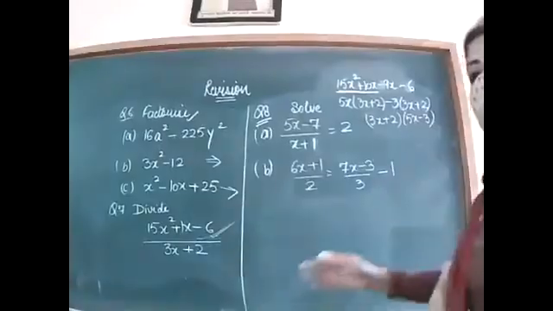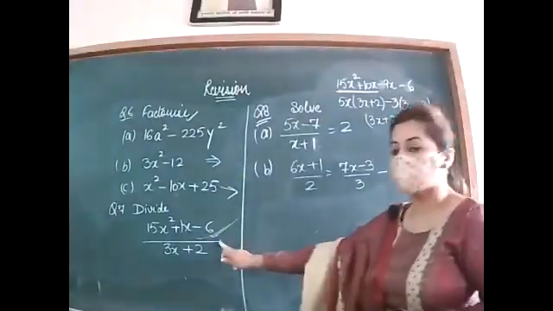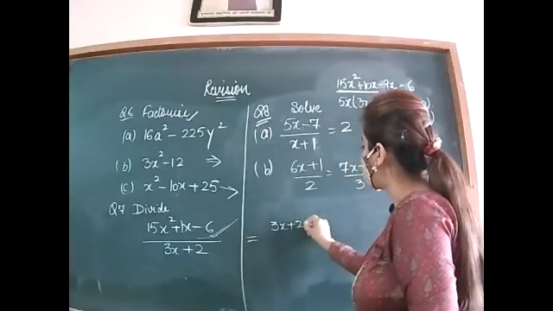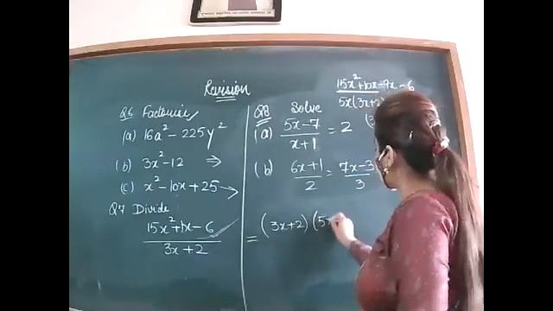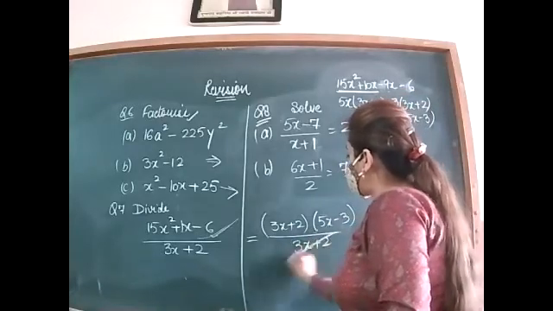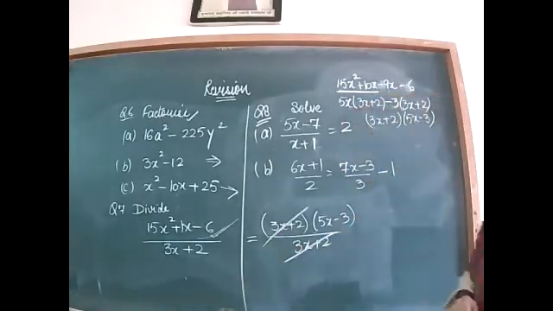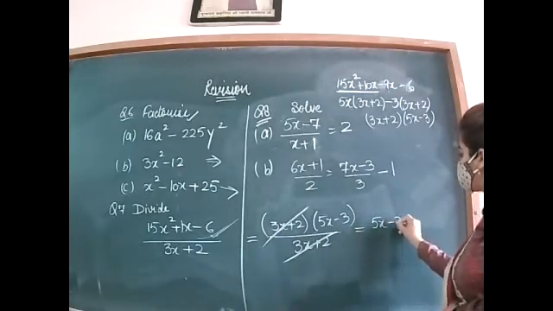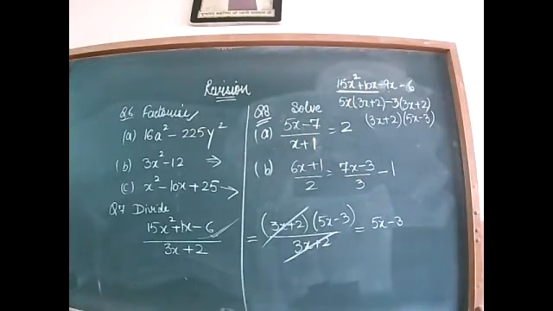So you will write these factors. You will write these two factors in the numerator of this question. The factors are 3x plus 2 and 5x minus 3. Now let's cancel out the common factor from the numerator as well as from denominator. So your answer is 5x minus 3. This is your answer. Start next question.